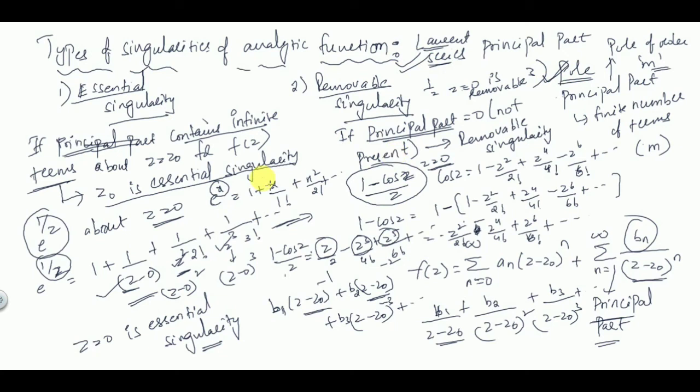Okay, so I hope you have got the difference between essential singularity and removable singularity. In an essential singularity, the principal part contains an infinite number of terms, that is, negative powers are infinite in number, and in a removable singularity, the principal part is 0. There are no negative powers about z naught.